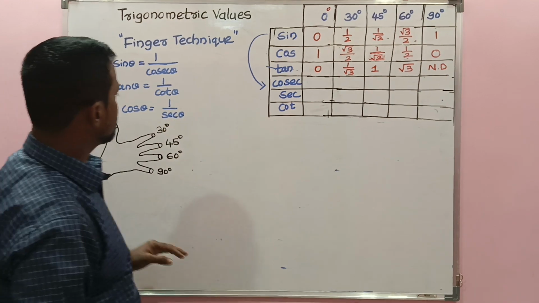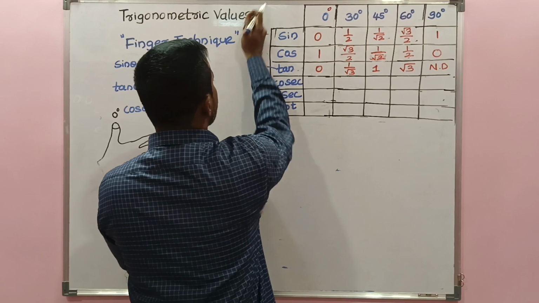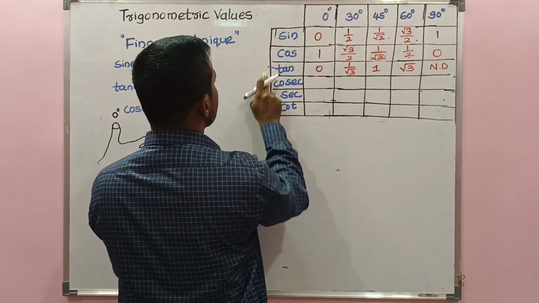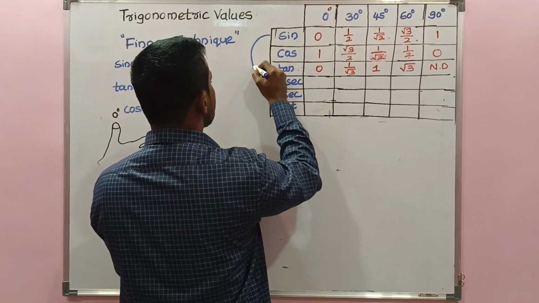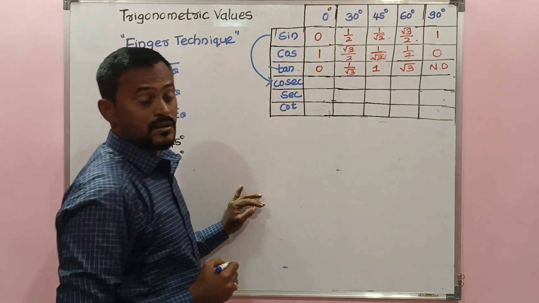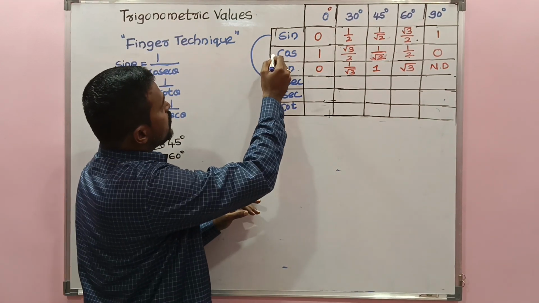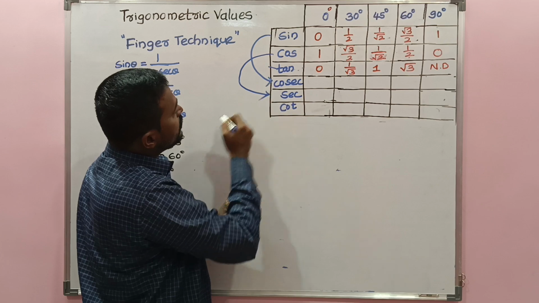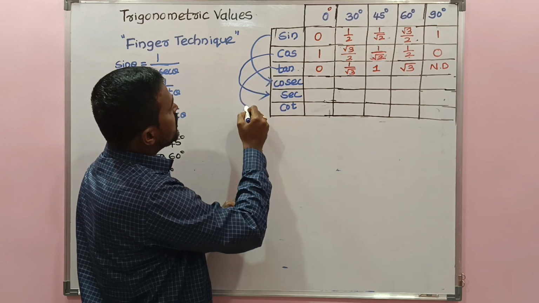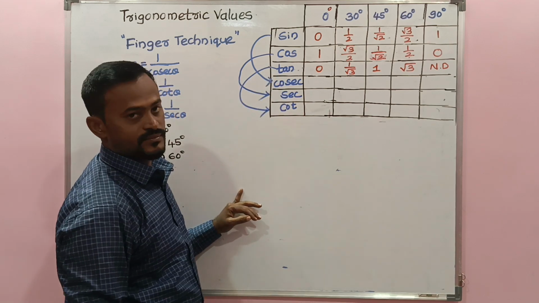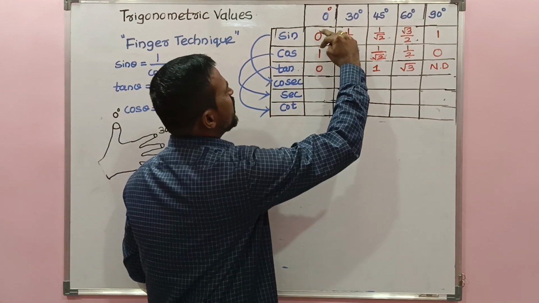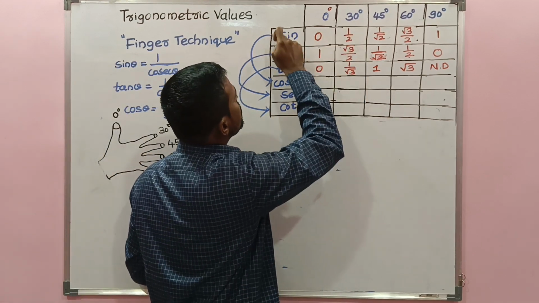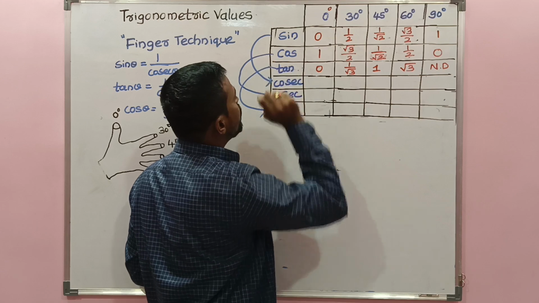That means here sine is a reciprocal of cosec, cos is a reciprocal of sec, and tan is a reciprocal of cot. That means you need to reverse these values and put them here. So sine is the reciprocal of cosec theta.